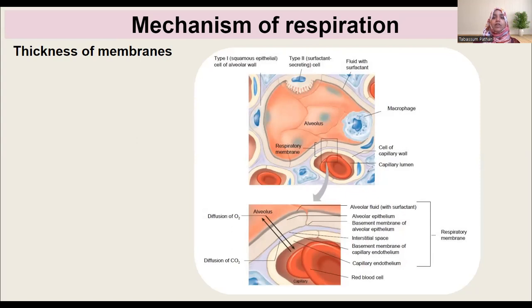Yes, they are surrounded by these blood vessels. So you have the alveolus, the outer layer with the surfactant. Then this is the epithelial membrane, the basement membrane. In between there is a space, and then this is the actual blood. Oxygen will diffuse from the alveoli into the blood.